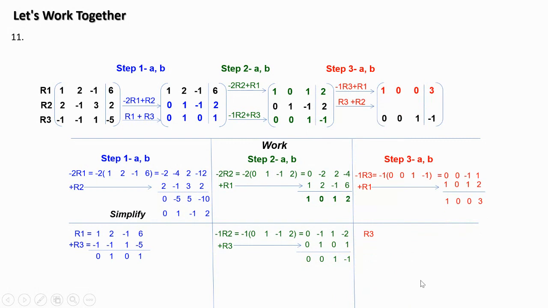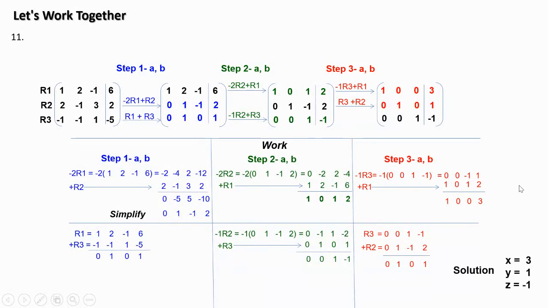Now we're going to do row 3 plus row 2. There's my row 3, which is 0, 0, 1, negative 1. We're going to add it to row 2, which is 0, 1, negative 1, 2. After we do the operation, this is what we get, 0, 1, 0, 1. So that's my new row 2. So x equals 3, y equals 1, and z equals negative 1. So that's my solution.